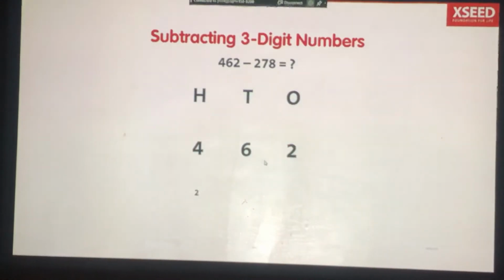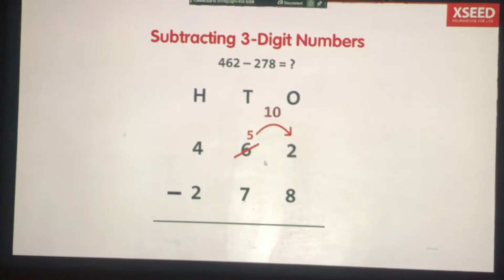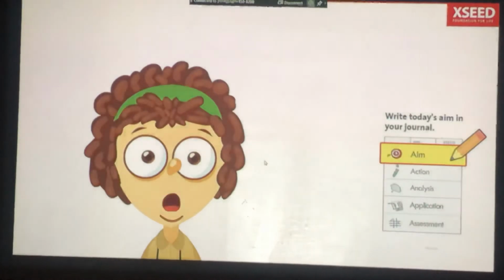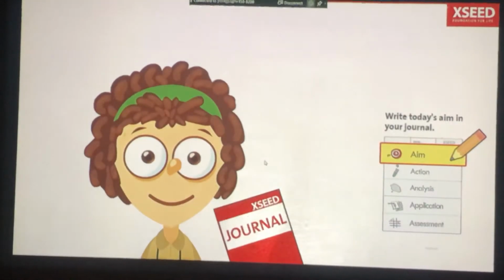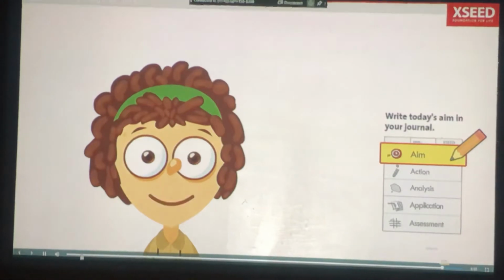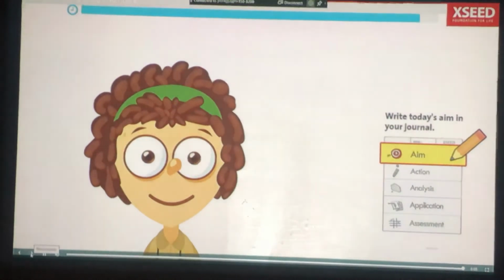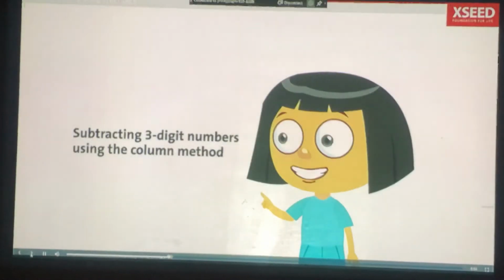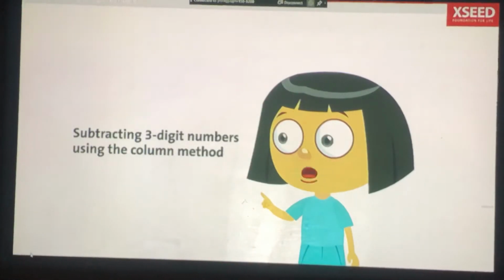Today, we are going to find out more about subtracting 3-digit numbers. Specifically, we will learn more about subtracting 3-digit numbers by using the column method and borrowing from tens and hundreds. Now, write in your journal. What is the aim of the class today? I have written down what we are going to learn today.